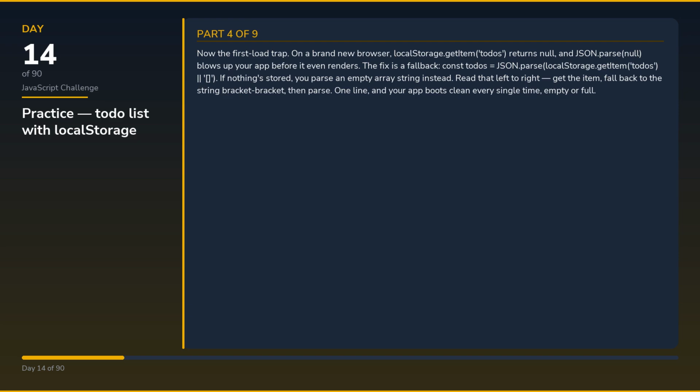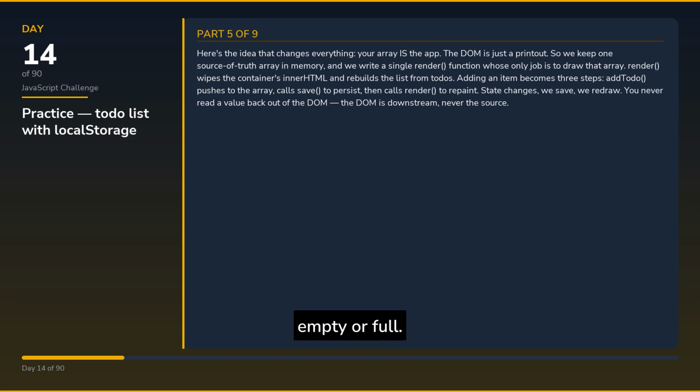Now the first load trap. On a brand new browser, localStorage.getItem('todos') returns null, and JSON.parse(null) blows up your app before it even renders. The fix is a fallback: const todos = JSON.parse(localStorage.getItem('todos') || '[]'). If nothing's stored, you parse an empty array string instead. Read that left to right: get the item, fall back to the string bracket, then parse. One line, and your app boots clean every single time, empty or full.